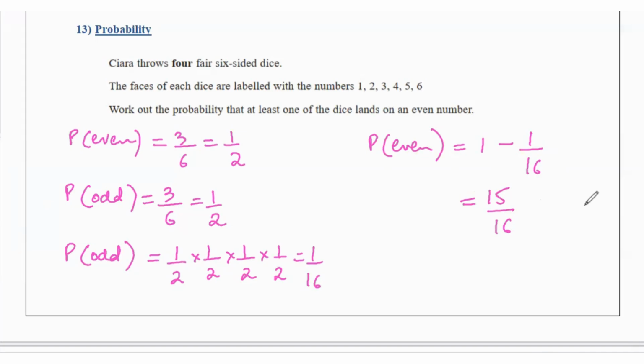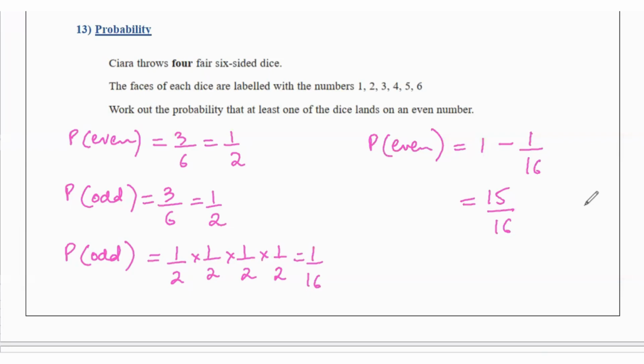She can get all even, then 3 even and 1 odd, 2 even and 2 odd, 1 even and 3 odd. And all those would have 4 different possibilities because we're throwing 4 dice. We don't know which one is giving which number when. But that's going to be extremely lengthy.